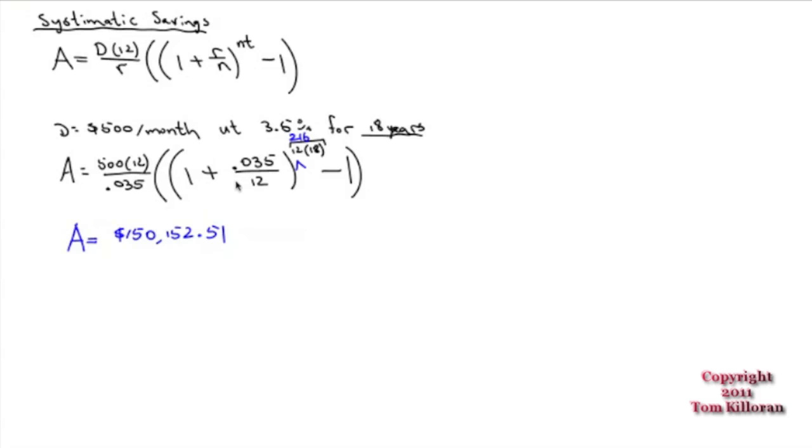It has to be symbol for symbol. 500 times 12 divided by 0.035, parentheses, parentheses. 1 plus 0.035 divided by 12, parentheses, caret 216 minus 1. Don't put any extra parentheses in there. Don't put ones that aren't on the board. You have to put in what is up here. You put in extra ones, you're definitely going to get the wrong answer, and then if you have junky calculators. But that's the answer you should be getting.